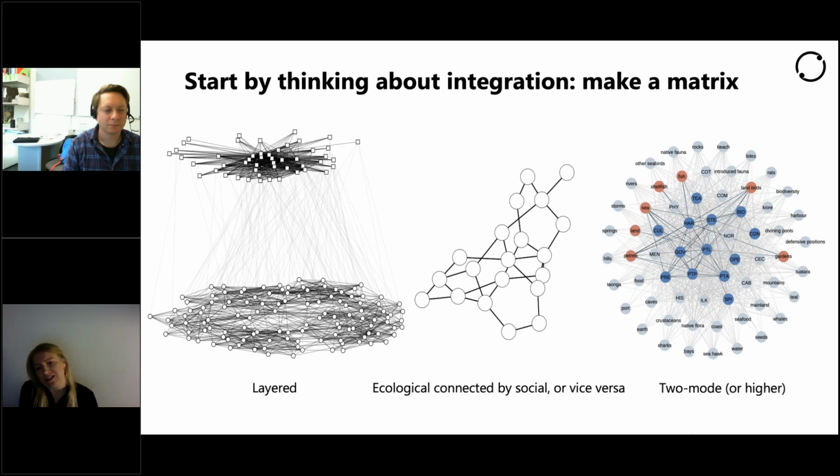The second type is ecological connected by social. So this could be, for example, kauri forest sites, and the links could be the tourists or people who visit them.